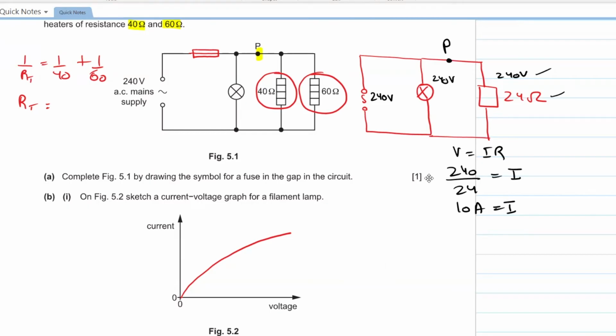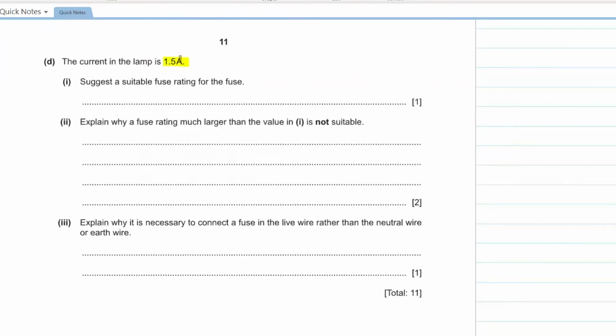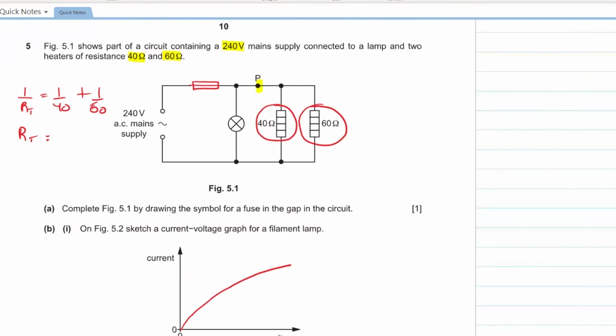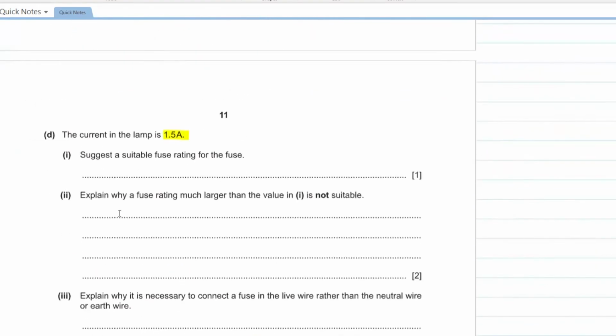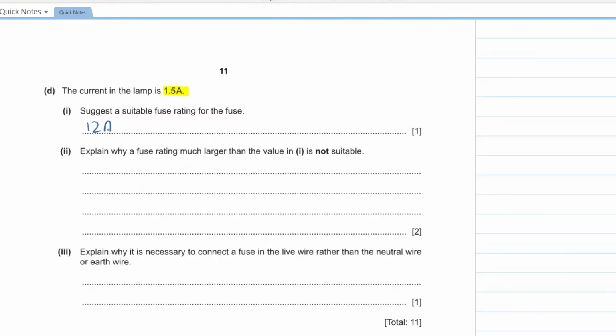समझ आई बेटा? The current in the lamp is 1.5 amperes. Suggest a suitable rating for the fuse. Okay. So, beta अब हो ये रहा है कि you have a current here of 10 ampere and you have a current in this lamp of 1.5 ampere. What will be the total current at, let's say, this point? The total current at this point will be 11.5 ampere. So your fuse should be of, let's say, 12 ampere. Your fuse should be slightly greater than the total current. 12 ampere is the correct answer.